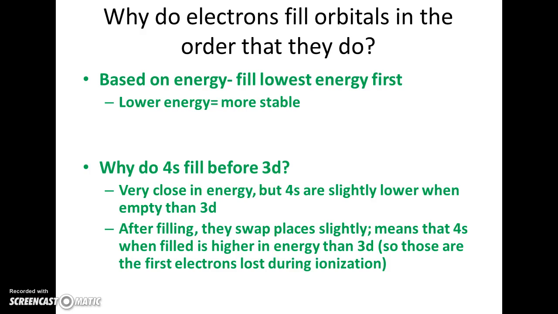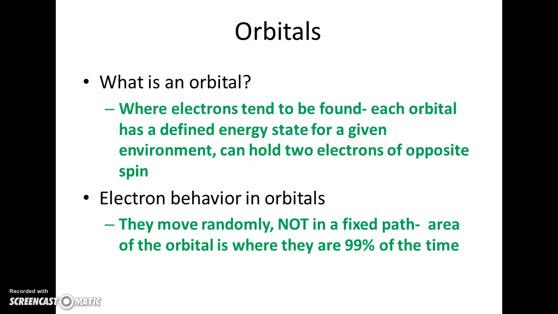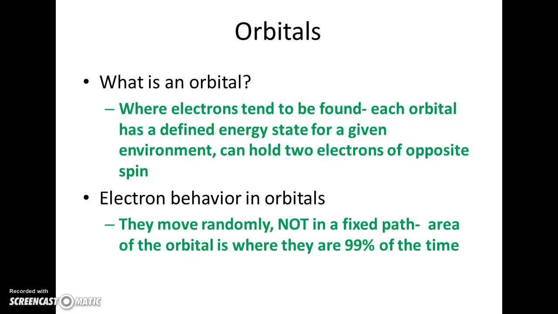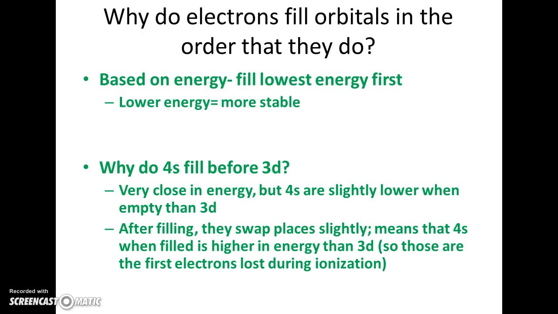Now, one thing that confuses people, if you look back to the periodic table, we notice that right after 4s, where we would think it would be 4d, we actually fill 3d orbitals, okay? And the reason for that is that 4s and 3d are very close in energy, but when they're empty, the 4s orbitals are slightly lower in energy than the 3d orbitals. After they're full, however, the 4s orbitals are destabilized enough that they're slightly higher in energy than 3d. Okay, so that means that if we were to lose electrons from an atom, they would lose the 4s electrons before the 3d.